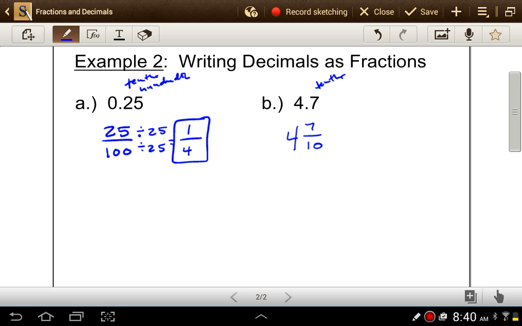Now I look to simplify. No, nothing goes into 7 and 10. It is simplified, so that is my final answer, 4 and 7 tenths. And that is how you write decimals as fractions. If you need to pause, go ahead. Otherwise, I'm going to be moving on.